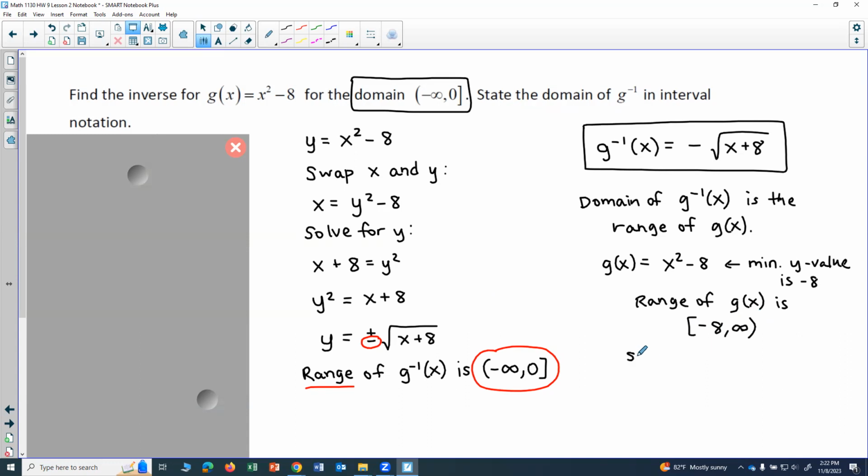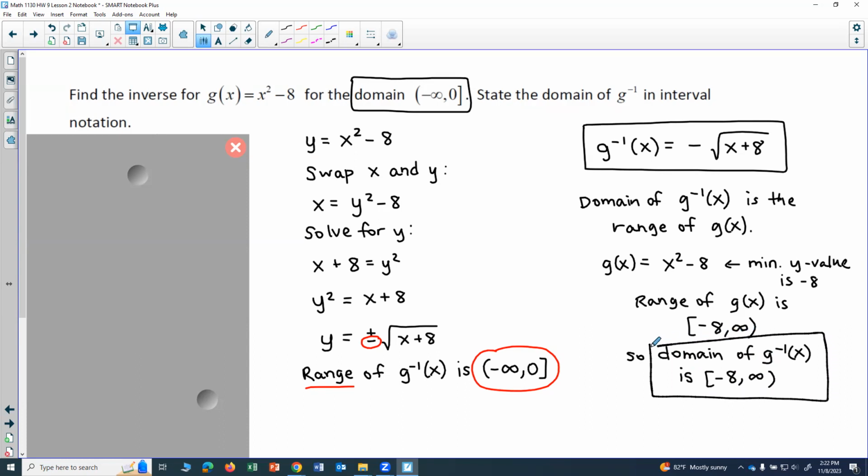And so the domain of g inverse x is -8 to infinity. And actually, I could have figured that out by saying, okay, I have a square root function as my inverse, and so I need to set the radicand, the part underneath the square root, to be greater than or equal to 0. And that would have given me the same domain.